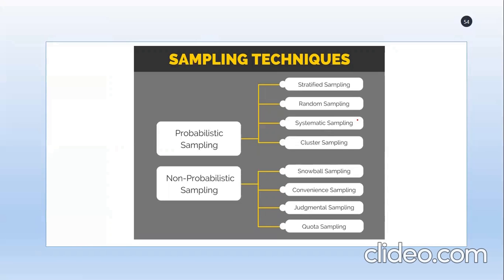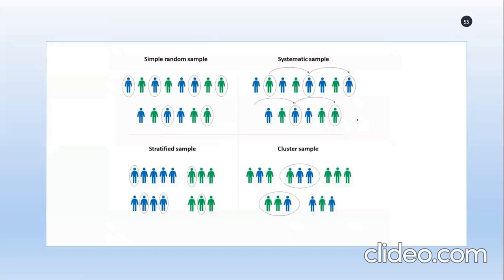Let's first have a look at probability, starting with simple random sampling. With the help of a diagram, it is very clear. When we talk about simple random, it's generally random numbers. It's simple random, not complicated at all. The next is systematic sampling. In systematic sampling, selection is done so that every individual can be a part of the sample.